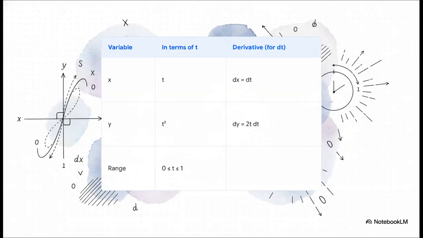Step 1. Parameterize. Now, since the curve is already given to us as y in terms of x, the easiest possible thing we can do is just let our parameter t equal x. So if x equals t, then the equation y equals x squared just becomes y equals t squared. Easy enough. Then we find the derivatives. The derivative of t is just 1, so dx is dt. The derivative of t squared is 2t, so dy becomes 2t dt. And since x goes from 0 to 1, our parameter t does the exact same thing. Perfect. Everything is now in the language of t.